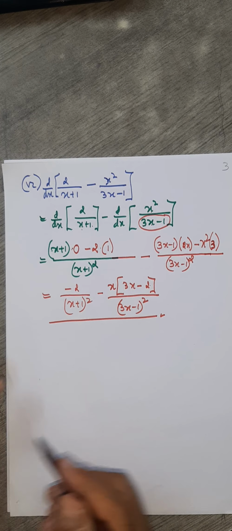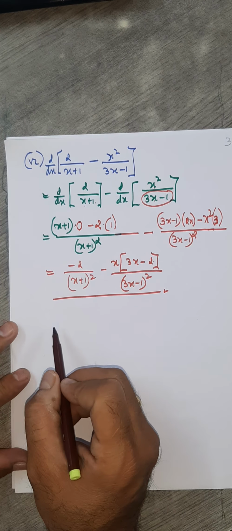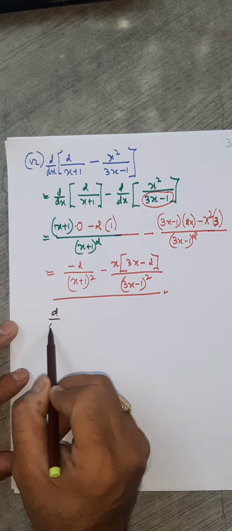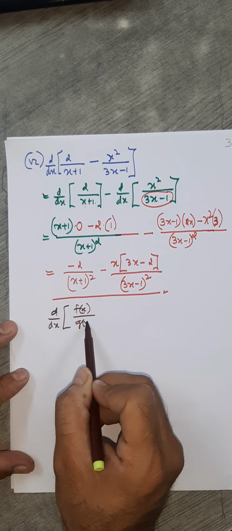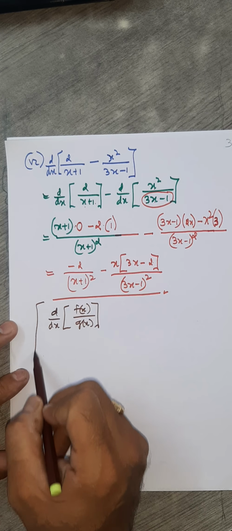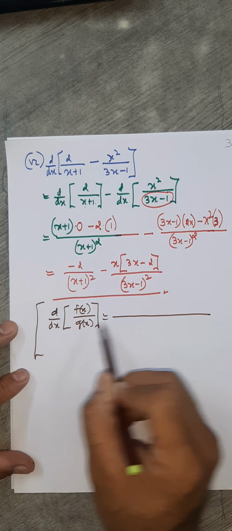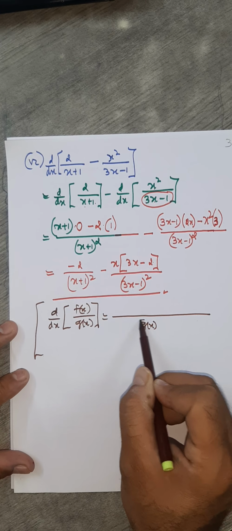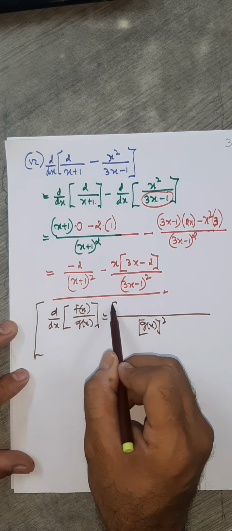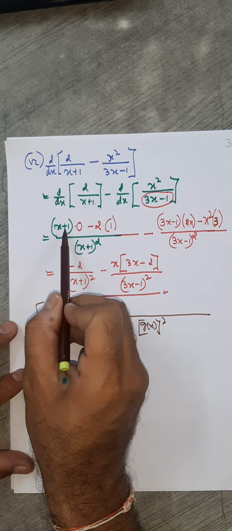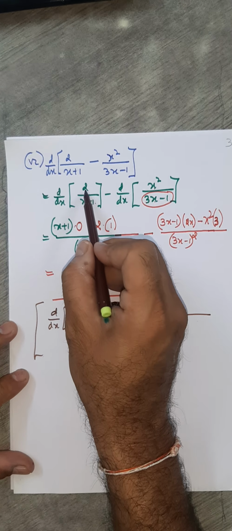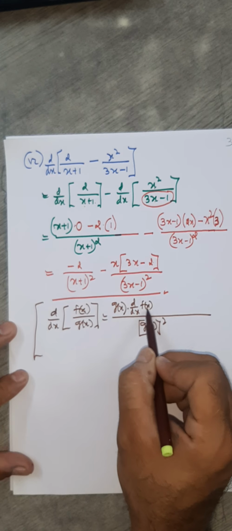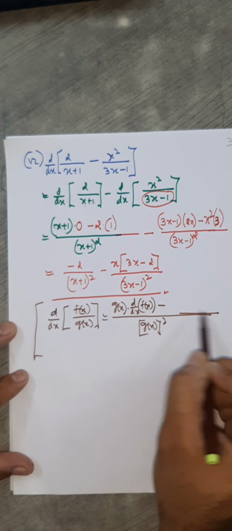I'll just remind you, we have used this division rule, d by dx of fx upon gx. I've used this twice. What is this rule? Square the denominator function. Then this one as it is. So I've kept x plus 1 as it is. d by dx of fx, fx means 2 here, which is 0. Minus, now you need to interchange.